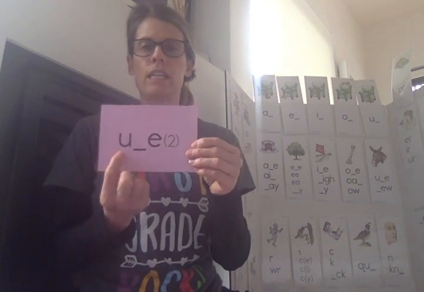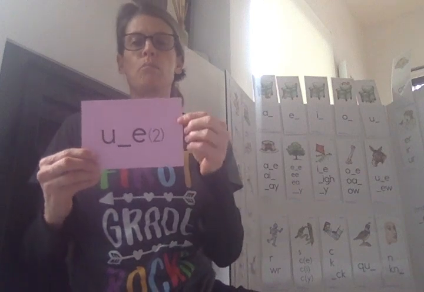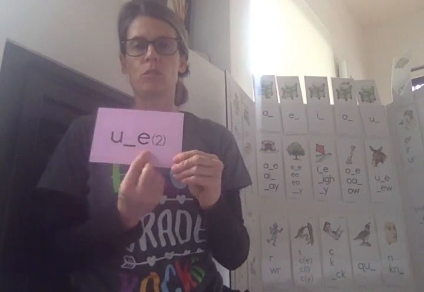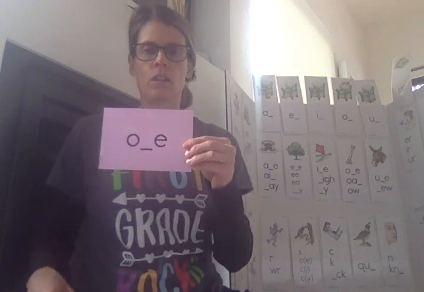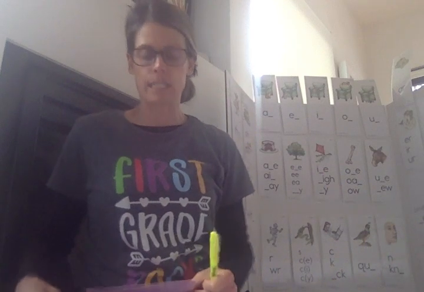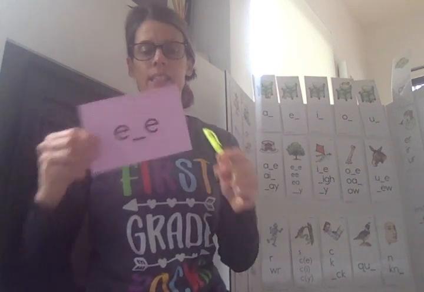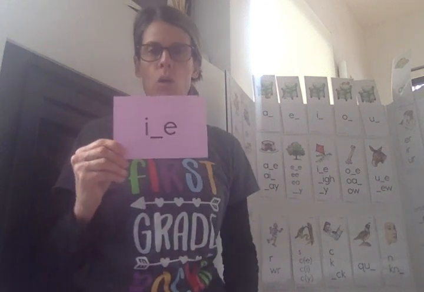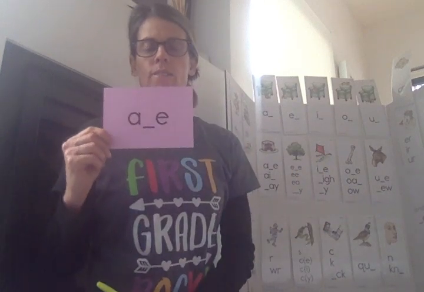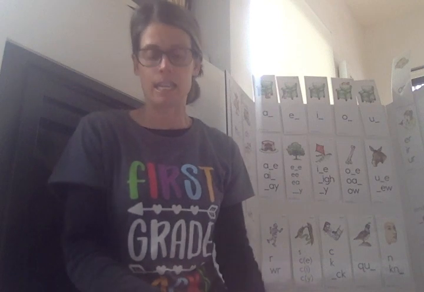Here we have our U-E with our two sounds. We can take a peek up here. We have mule and oo, like hoot. Two sounds with our long vowel U. Long vowel O. Right here, bone. O says its name. Long vowel E. Right here, tree says its name. Long vowel I, kite says its name. And long vowel A, cake. Again, it says its name. Long vowels say their names.